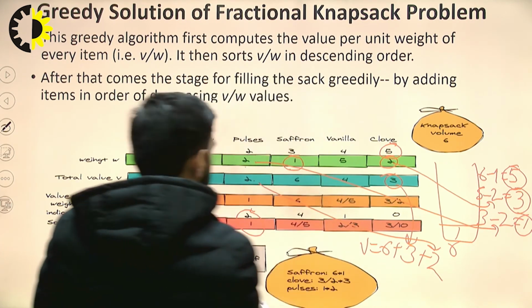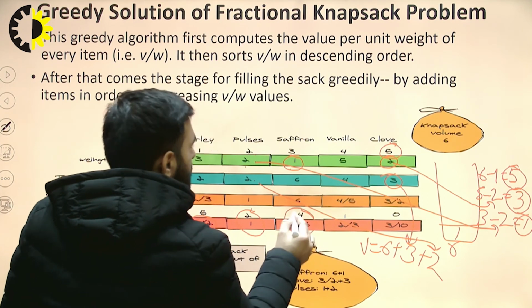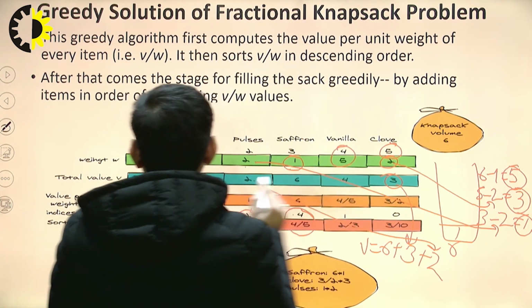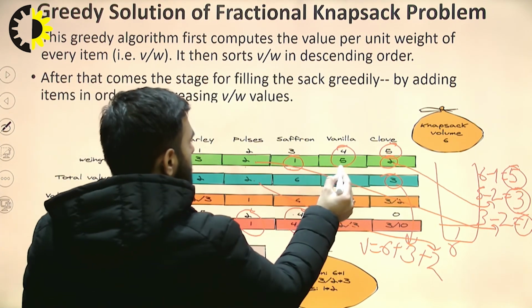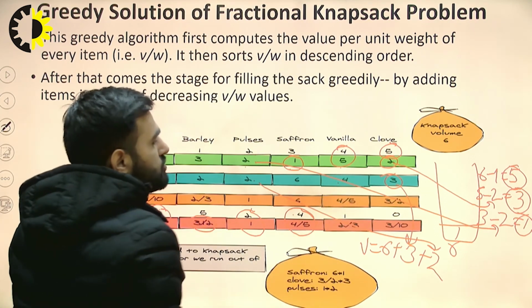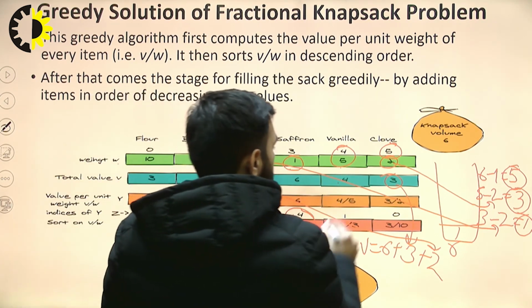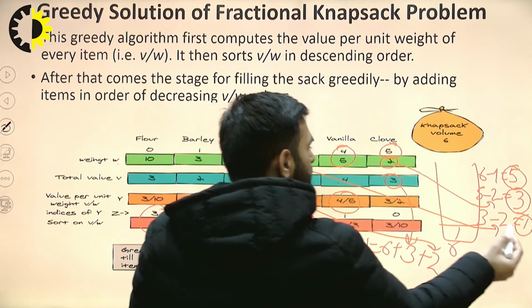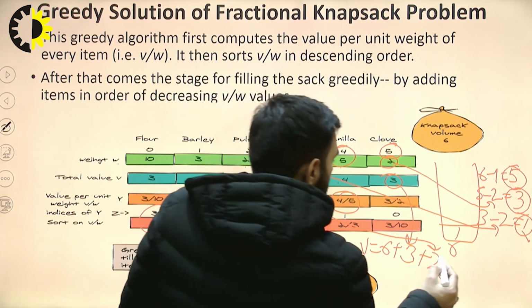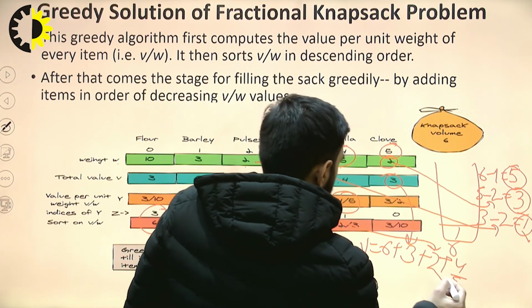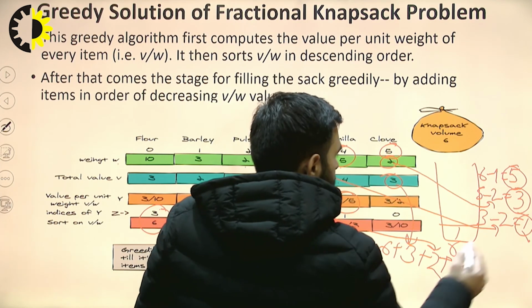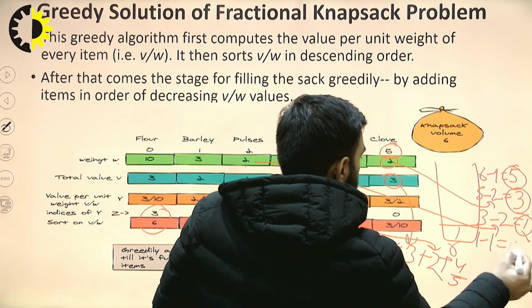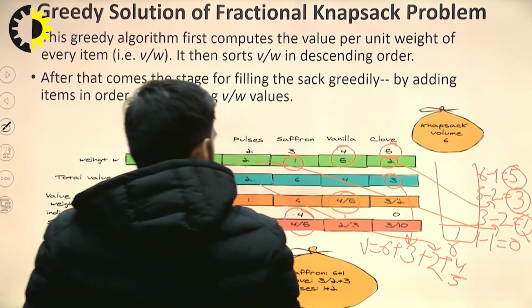Now next item, it is 4 by 5, fourth item. It is the weight 5, value 4. So we have already computed the one weight value, it is 4 by 5 and only 1 is left. So we will choose with the 4 by 5 and it is 1 minus 1 equals to 0. So this is the approach.